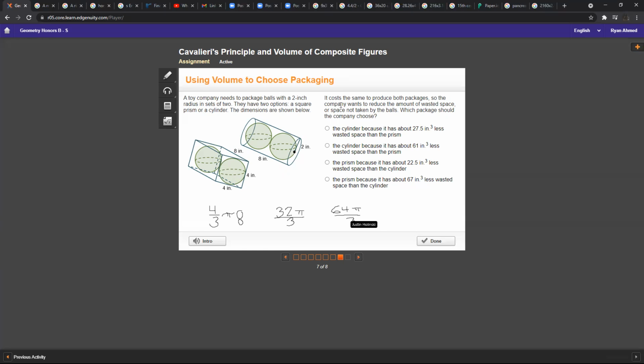And then we want to figure out the volume of the prism. So that's easy enough. We had 8 times 4 times 4. That would be 128, if I'm not mistaken. It's late. I don't trust myself. I'm going to just make sure that's correct.